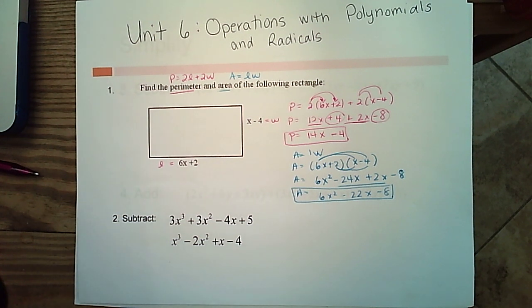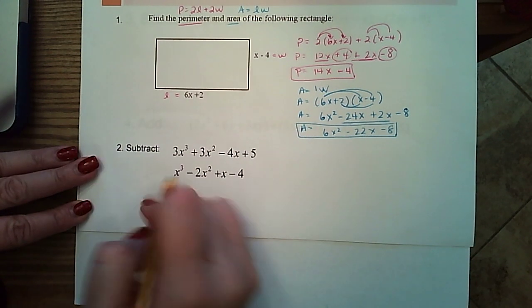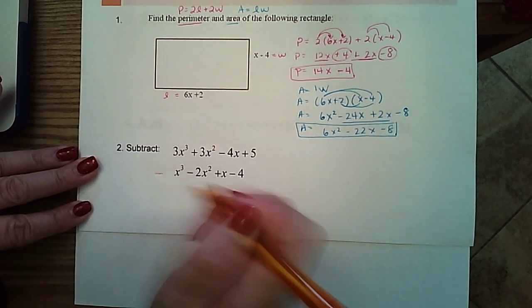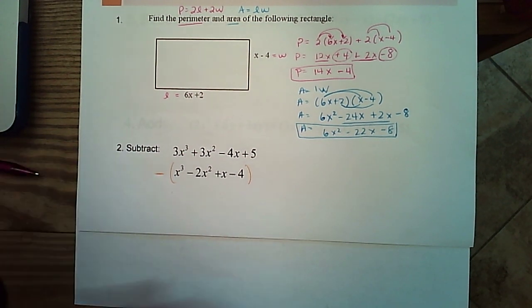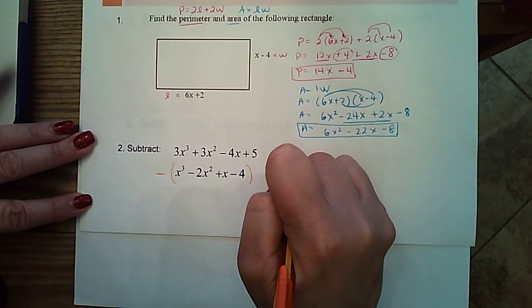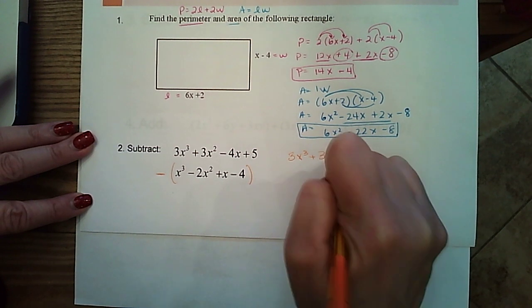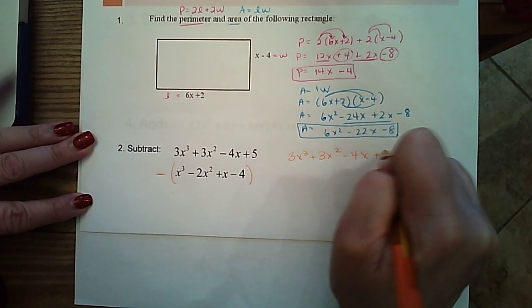Okay, now, number 2 says we're going to subtract. Now, when it says the word subtract, I need to be careful because I'm going to subtract each piece down here, which means I'm going to have to rewrite what I'm doing. So I have 3x to the third plus 3x squared minus 4x plus 5.